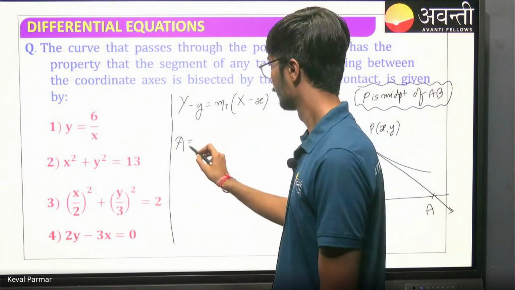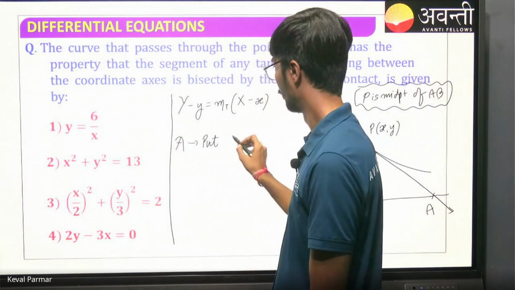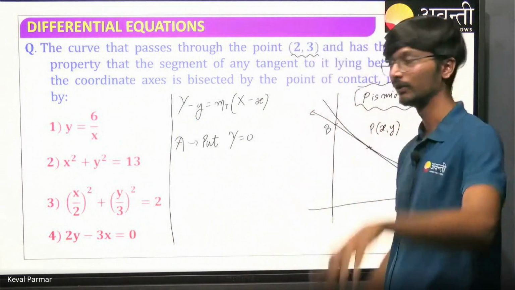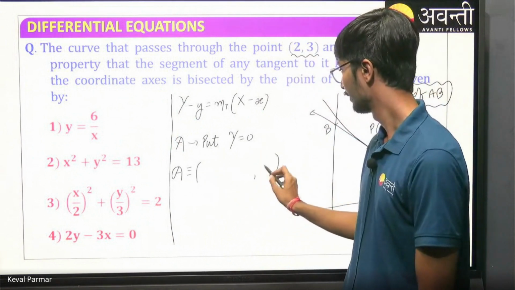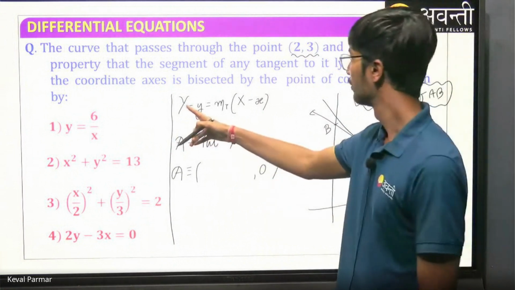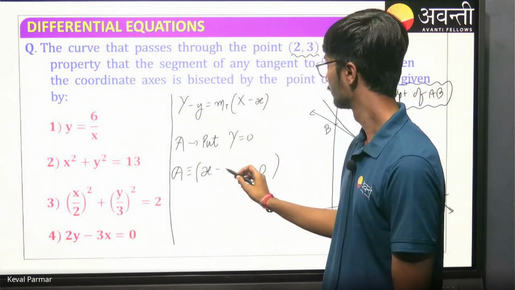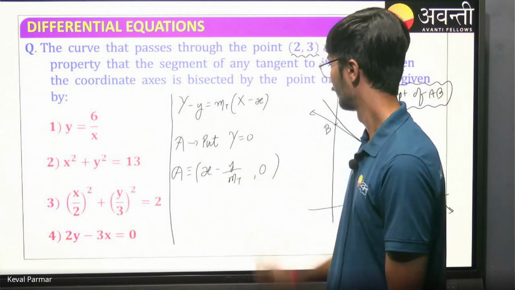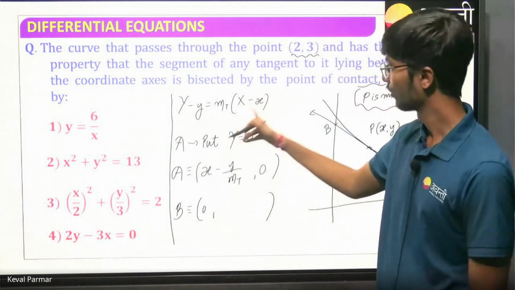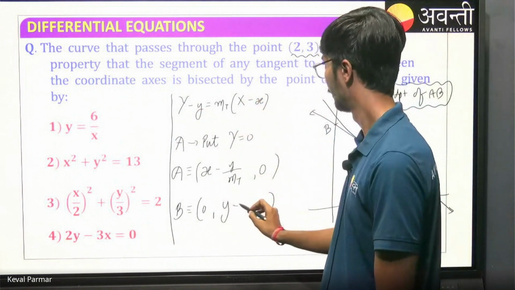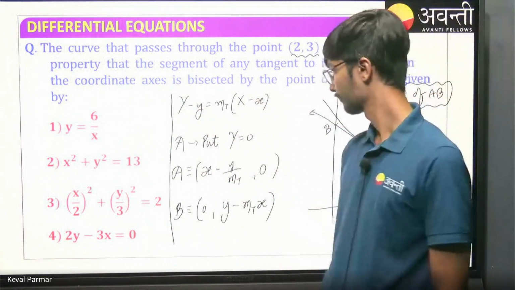So for point A, we need the x-intercept. To get it, put capital Y equals 0. Point A lies on the x-axis, so y is 0 there. So I'll get A as x minus y by m. Similarly, for point B on the y-axis, x will be 0, so that is y minus mt x. So I got the coordinates of A and B.